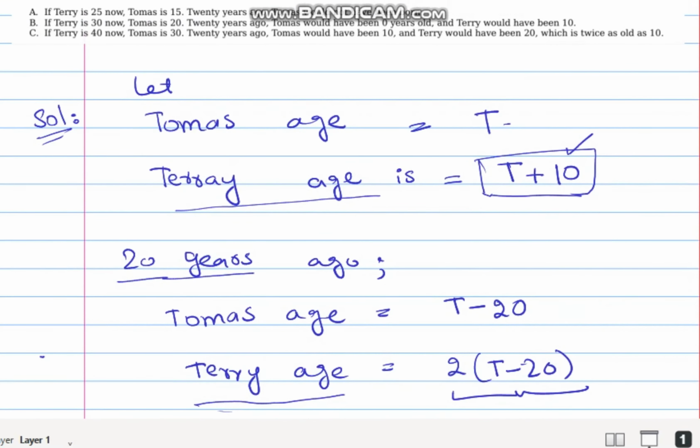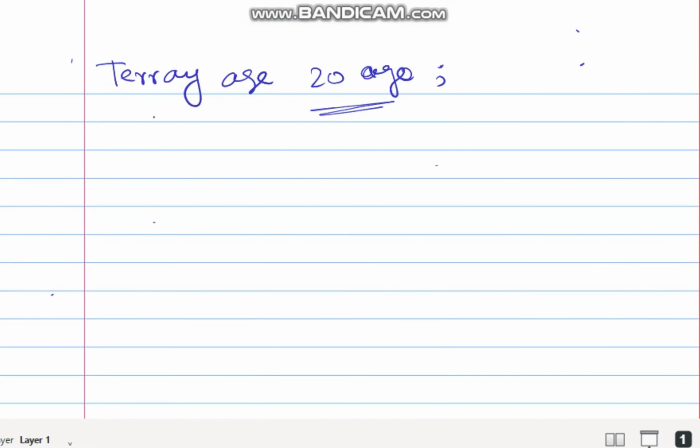Let me write here, Terry's age 20 years ago, like 20 years back. Now this is the age of Terry. So what can I write? I can write like this: 10 plus t plus 10 minus 20, because the age of t. So let me tell you again.